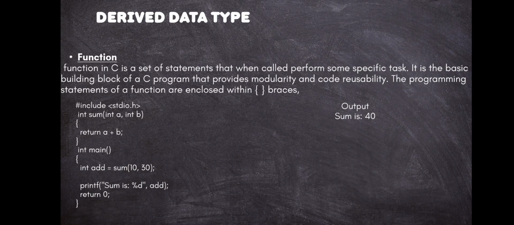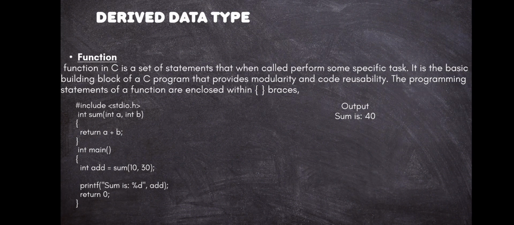The third one is the function. Well, a function is a set of statements that, when called, perform some specific task. It is the basic building block of a C program that provides modularity and code reusability. The programming statements of a function are enclosed within curly braces.